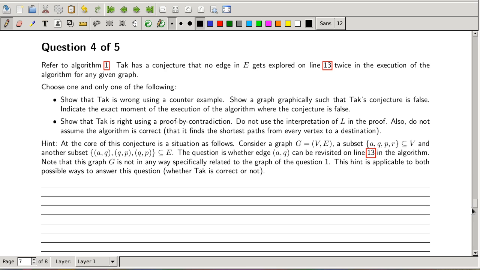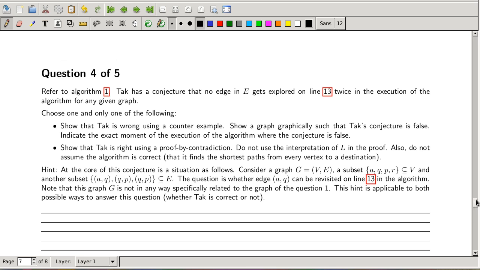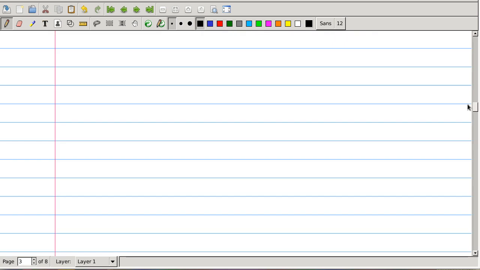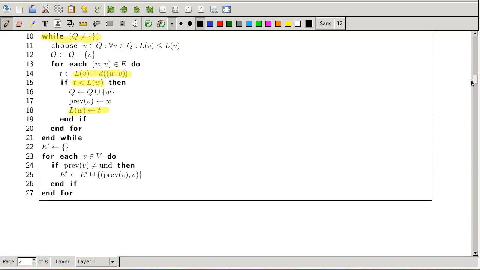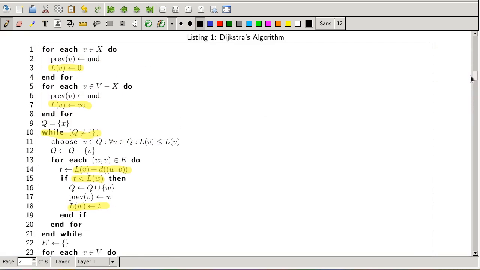So getting back to question number 4. Okay, so let's go back to line 13 of the algorithm and see why the same edge cannot be explored twice in the algorithm. Or is it even possible? Okay, if it's possible, then you have to show me that I am wrong in that assumption.